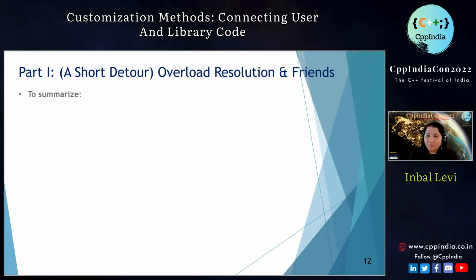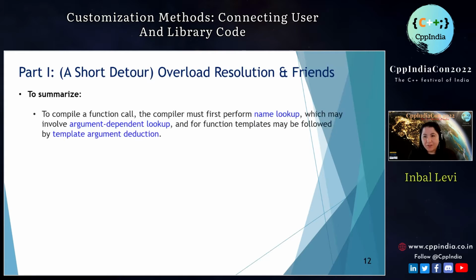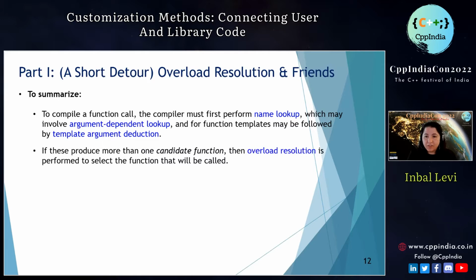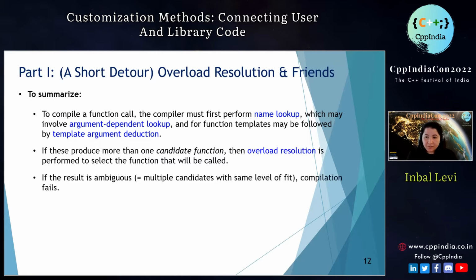To summarize, to compile a function call, the compiler must first perform name lookup, as we've mentioned, which may involve argument-dependent lookup, and for function templates may be followed by template argument deduction. If these produce more than one candidate function, then overload resolution is performed to select the function that will be called. If it's ambiguous, then compilation may fail, and we also have some techniques to avoid compilation failure, but that's not something we're going to go into in this talk.